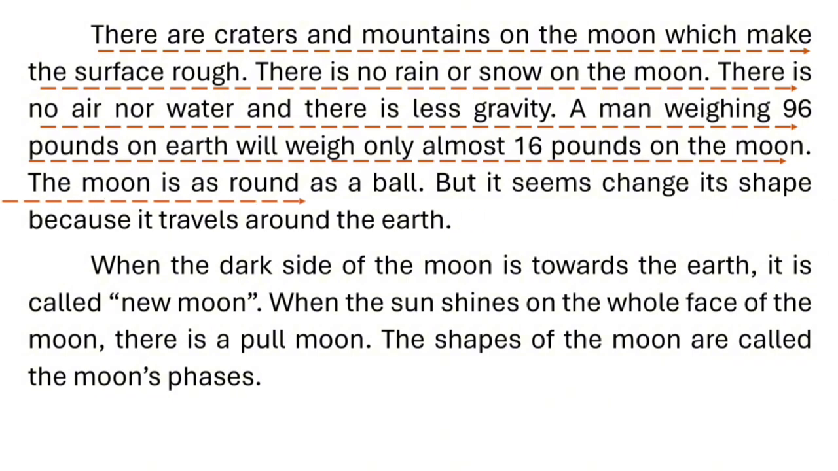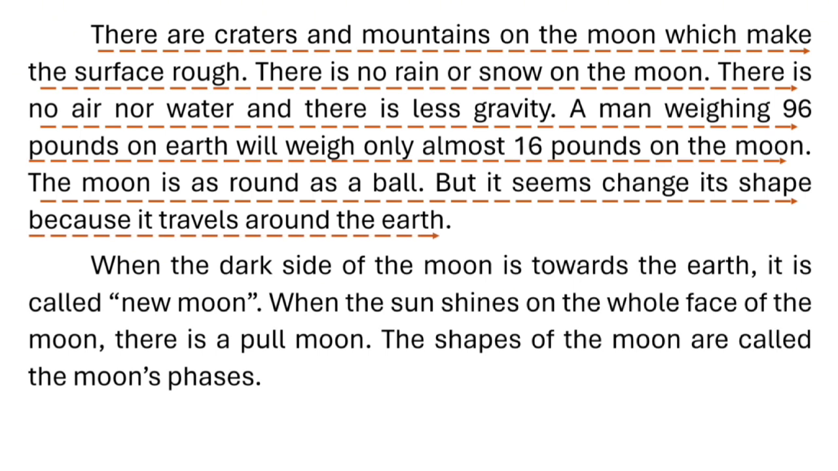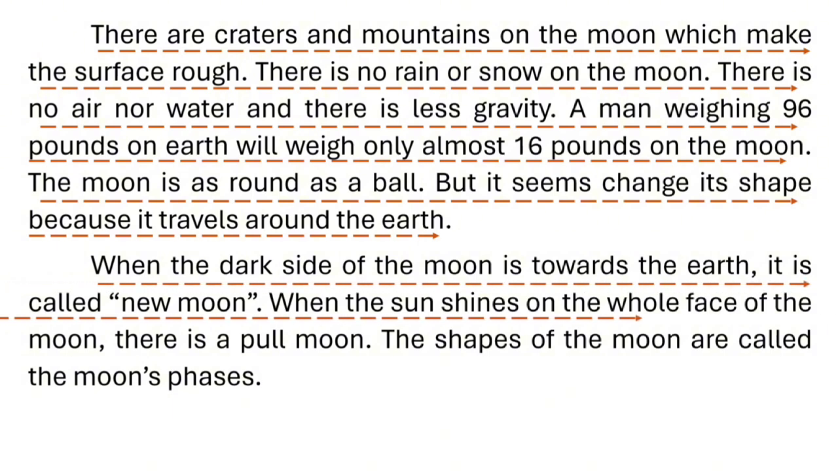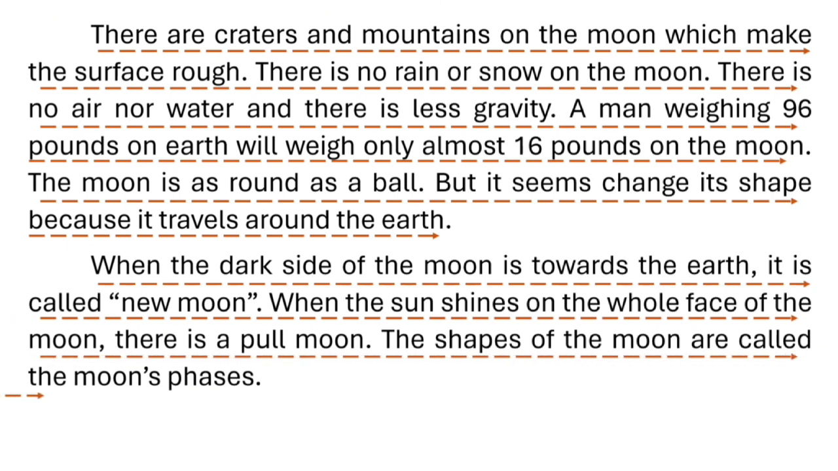The moon is as round as a ball, but it seems to change its shape because it travels around the Earth. When the dark side of the moon is towards the Earth, it is called new moon. When the sun shines on the whole face of the moon, there is a full moon. The shapes of the moon are called the moon's phases.